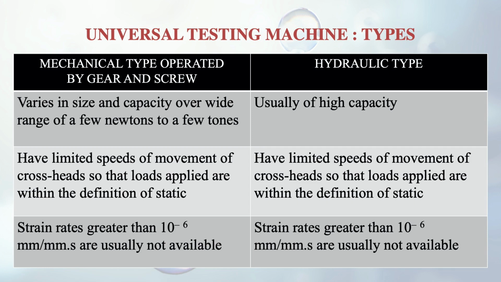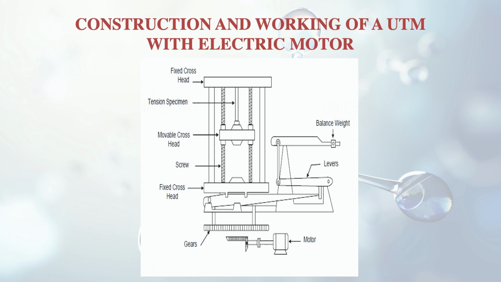In case of the hydraulic machine, same thing, limited speeds of movement of crossheads, so that loads applied are within the definition of static. Third point about these two machines: in case of the electric one, strain rates greater than 10 to the power minus 6 per second are usually not available. Similar is the case with the hydraulic machine also. But there are nowadays very sophisticated machines which achieve strain rates up to the limit of say 10,000 or 100,000 per second. Now you can see the figure here of the UTM machine, which is running with the help of the electric motor.